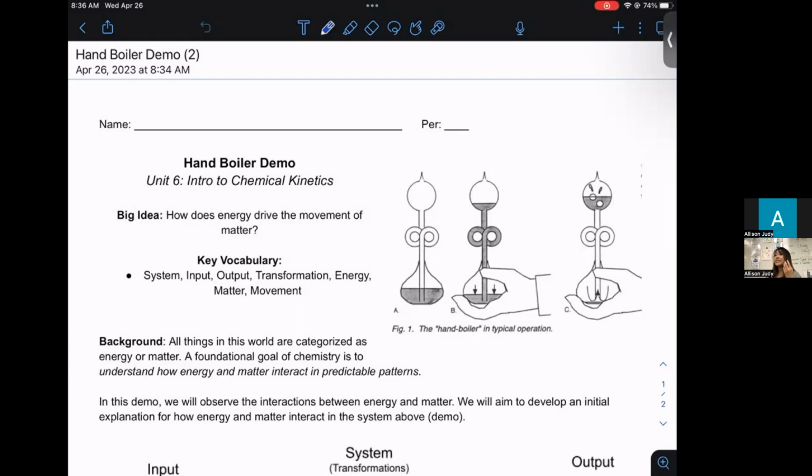How about energy as heat? Okay. So we are going to start looking at that. And to do that, I'm going to do this kind of bridging activity known as the hand boiler demo. It's not a real intro, because originally last year I did it as an intro to kinetics. I'm going to do it more as an intro to heat in kinetics today, because we've already talked about kinetics.